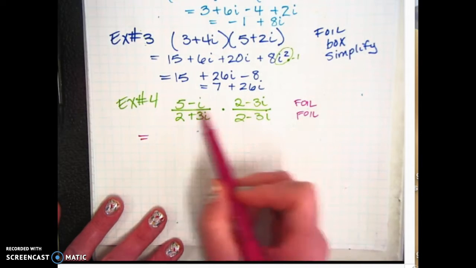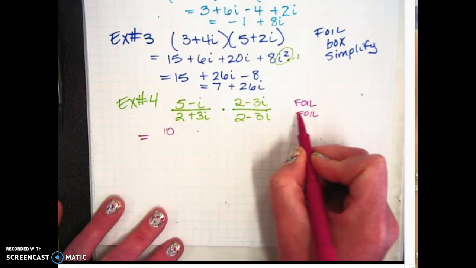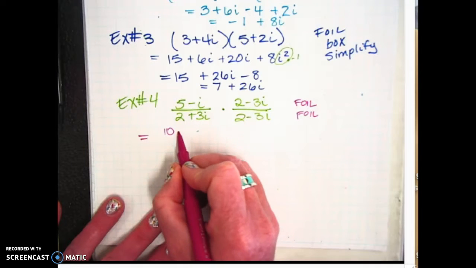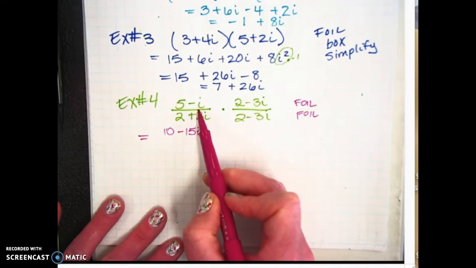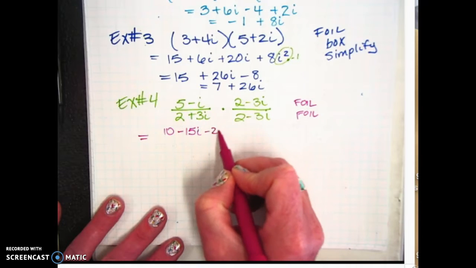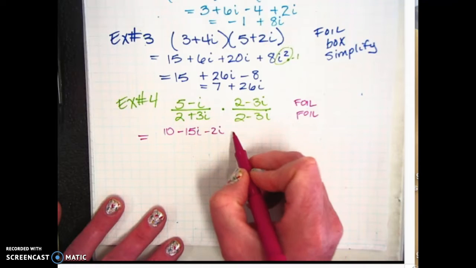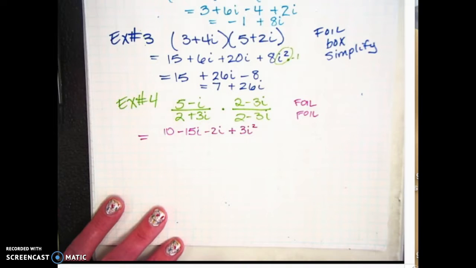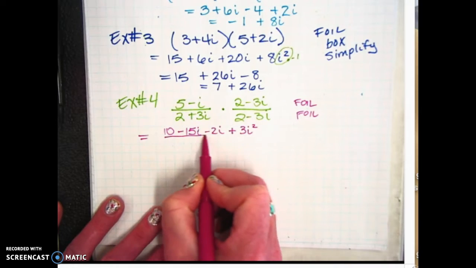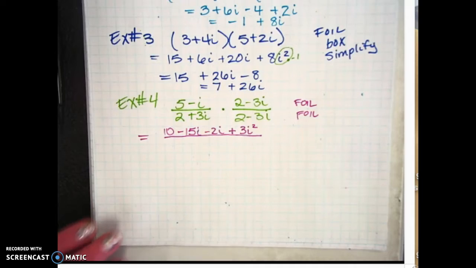Start with F. F is first. 5 times 2 is 10. O is outside. 5 times -3i is -15i. I is for inside, so -i times 2 would be -2i. L is last, so -i times -3i is plus 3i squared. We'll simplify that in a second, but the first time you do it, I recommend just FOILing it out. Don't try and simplify till your next pass, okay?